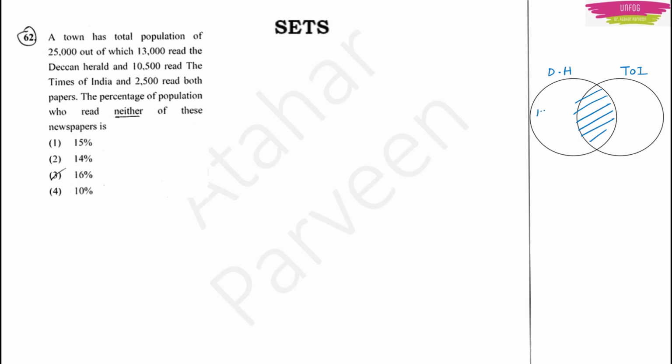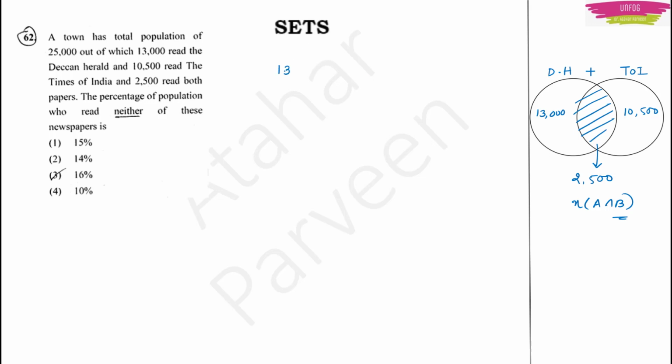Here Deccan Herald is given, 13,000 people are reading this, and Times of India 10,500 people are reading this newspaper. Now the number of people who are reading both is 2,500. That means it is the number of A intersection B. So if you don't want to get into all this tension of sets, you can just have a visual of the Venn diagram in your mind, and then simply add. First you add these both, people who are reading Deccan Herald and Times of India.